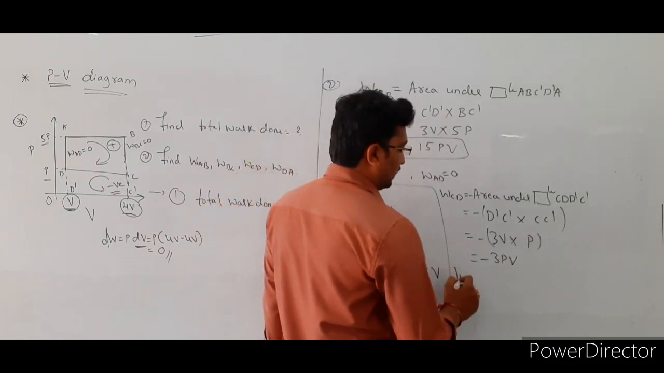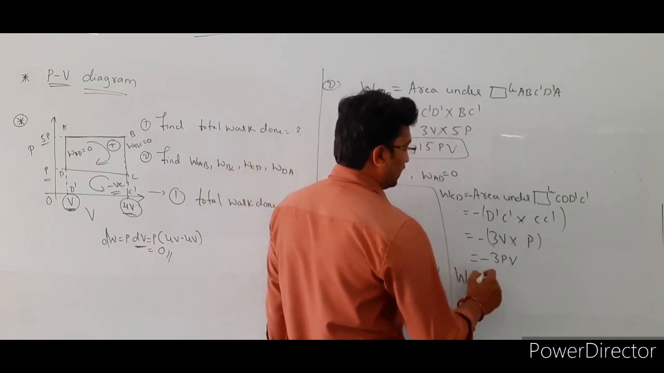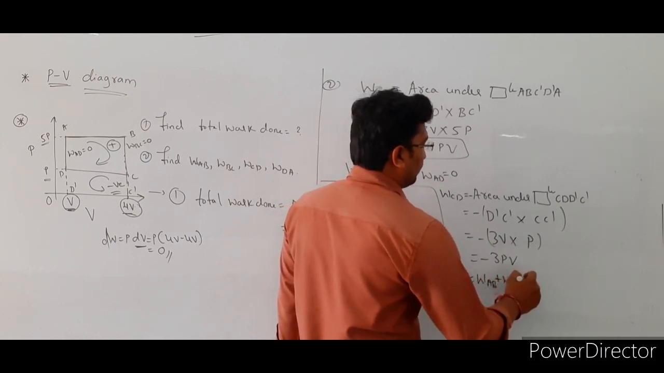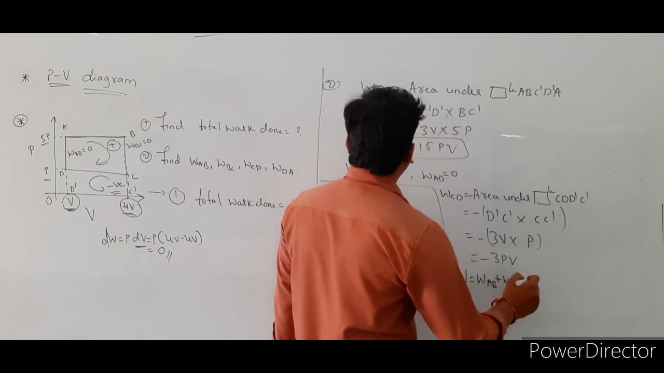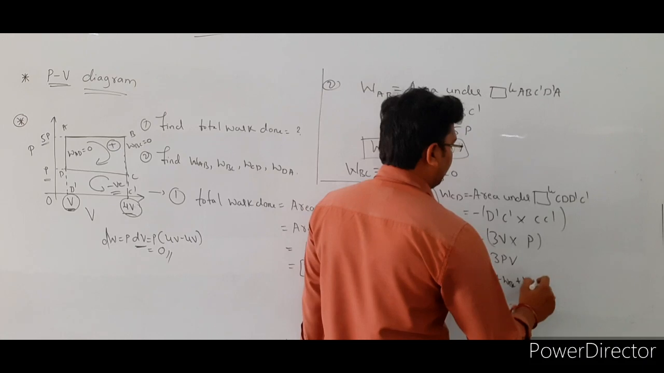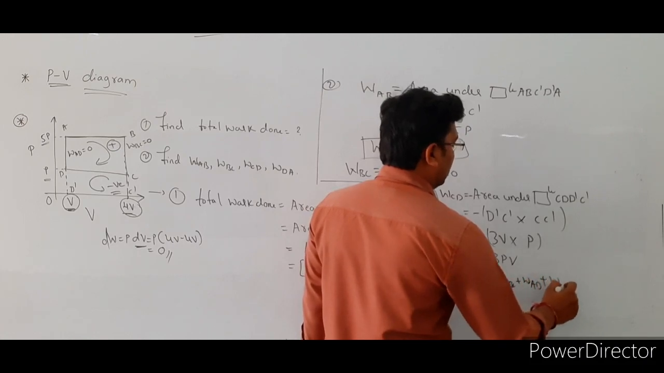Then the total work done is equal to the work done along AB plus the work done along BC plus the work done along AD plus the work done along CD.